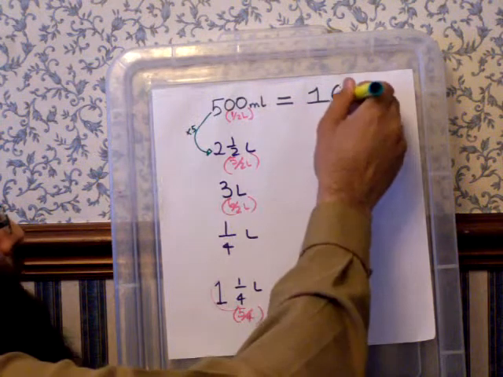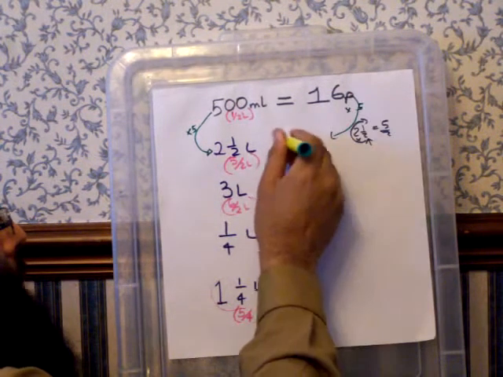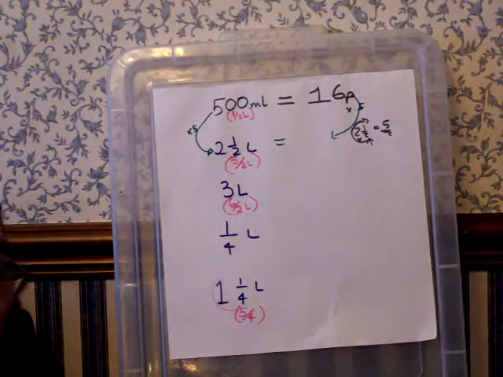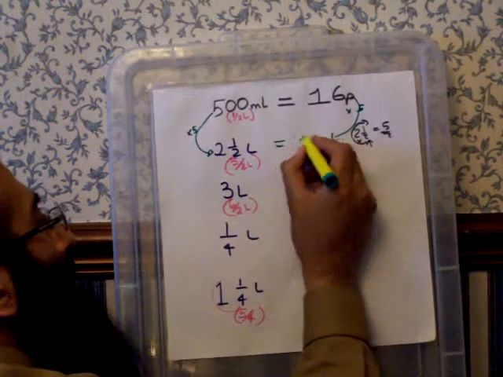If you times this by 5, you have to times that by 4. So 16 times 5 will give you: 10 times 5 is 50, 6 times 5 is 30, 50 add 30 is 80. Well done.